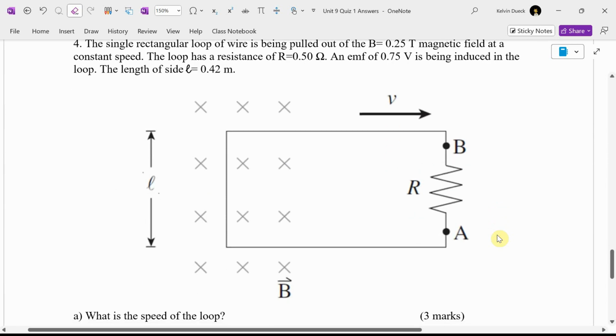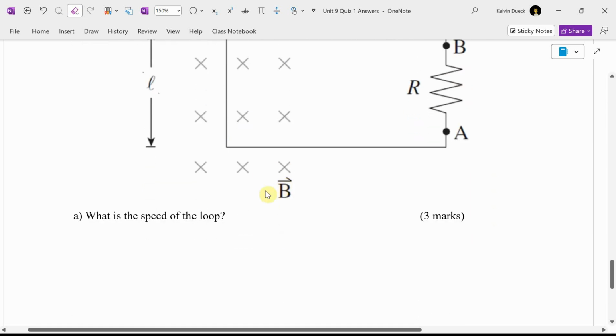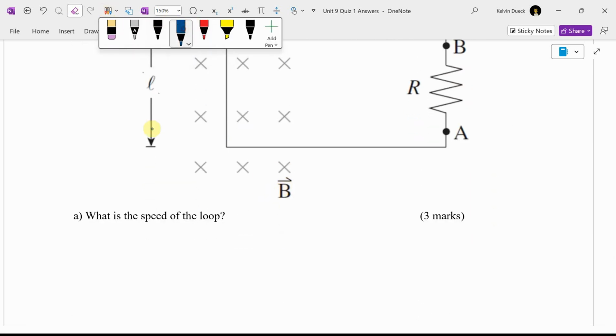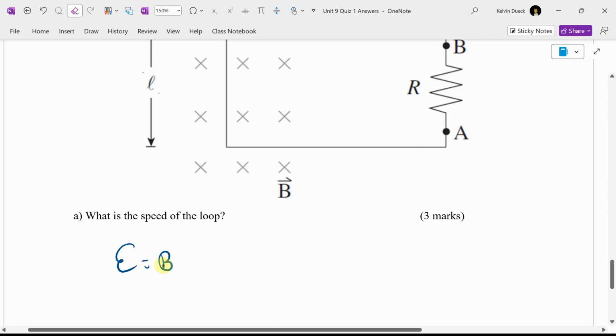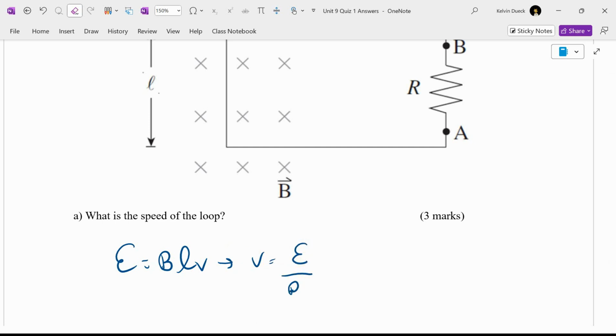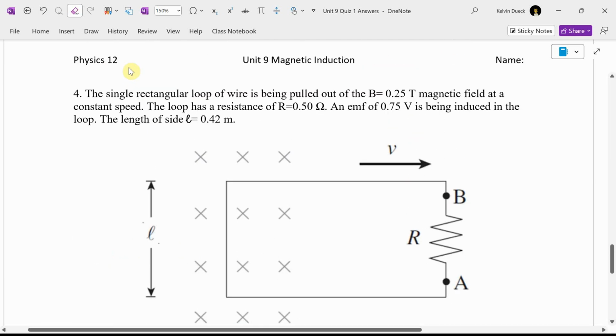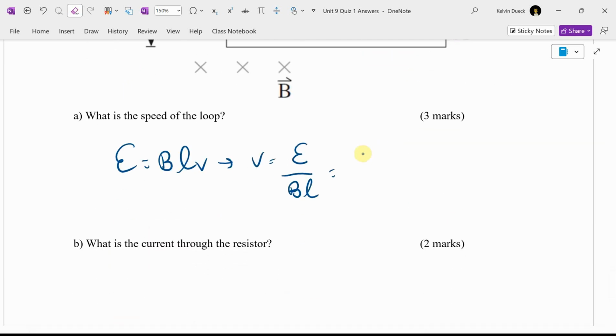Turn the page. Okay, now we're doing a loop of wire. This length is moving perpendicularly. They want a speed. I'm pretty sure I'm going to be using BLV. And I'm going to get the speed by itself, which is the voltage divided by the magnetic field times the length. The voltage is 0.75.